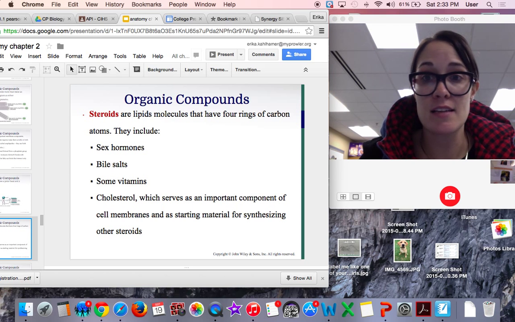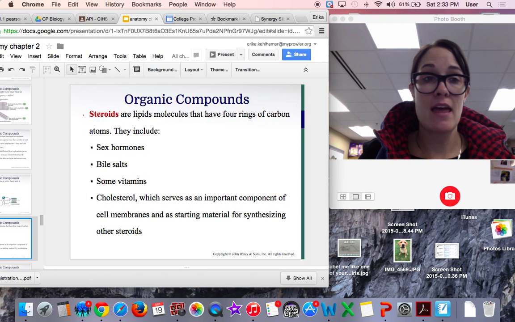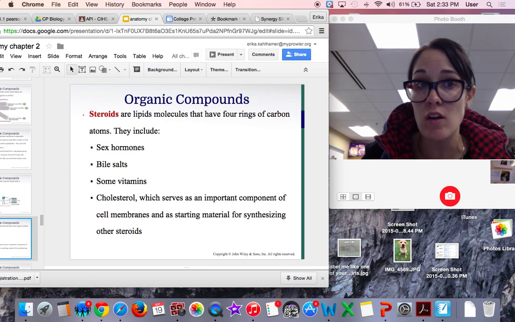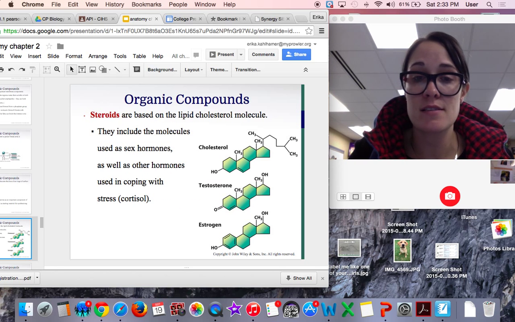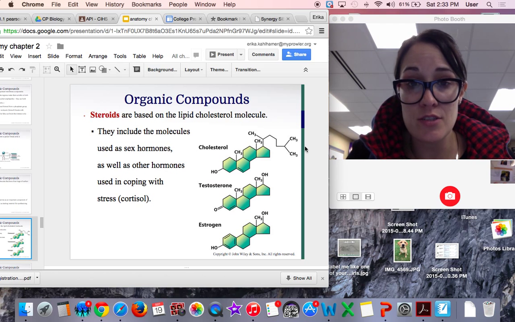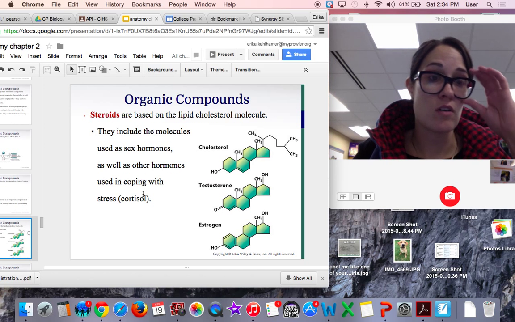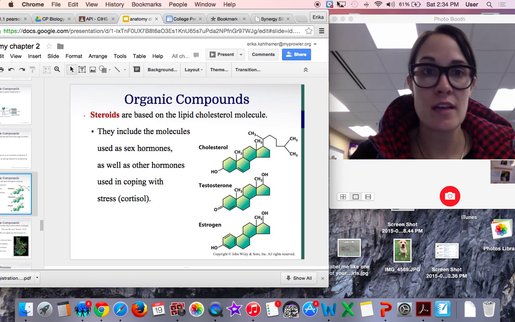Another type of fat is a steroid. They have 4 rings of carbon. Sex hormones, bile salts, some vitamins, and cholesterol, a very important lipid component of cell membranes, are steroids. Here are some examples of steroids: cholesterol, testosterone, estrogen, and also a stress hormone called cortisol. These are very crucial, important hormones to maintaining your body fat. So that's the end of part 3.